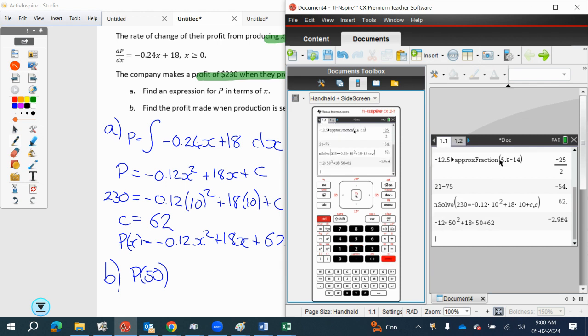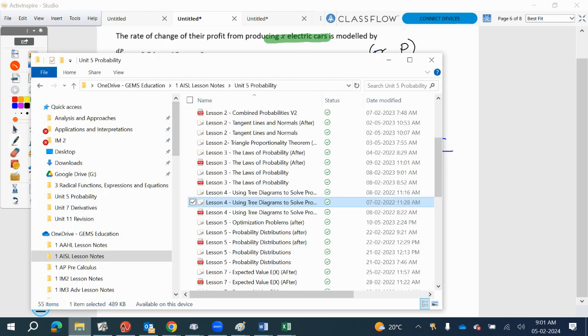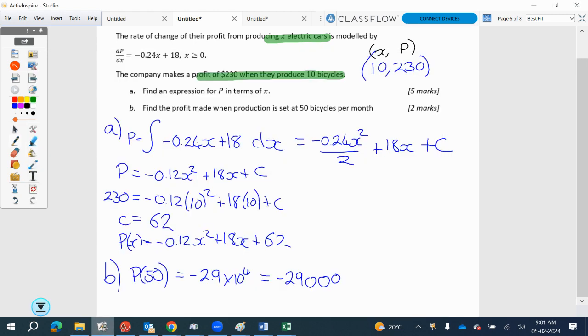Ooh, what do we do with that number? What is this? Times 10 to the power of something. Yes, minus 2.9 times 10 to the 4, which is minus 29,000 something. Find the profit when the production is set to 50 bicycles per month. It's very, very small.